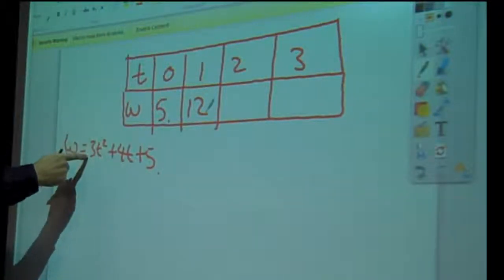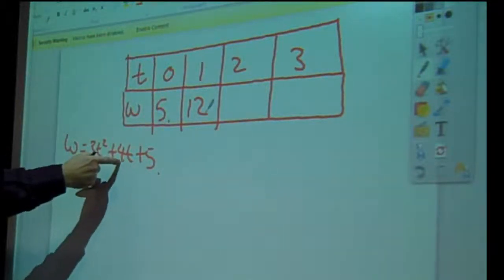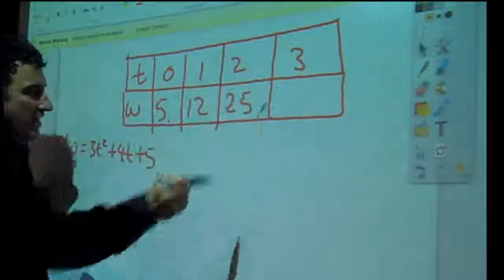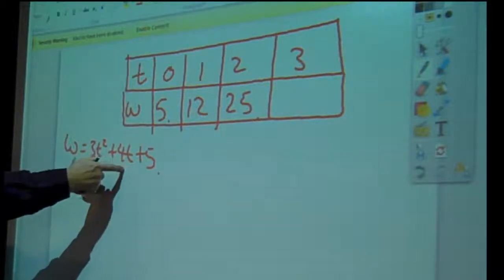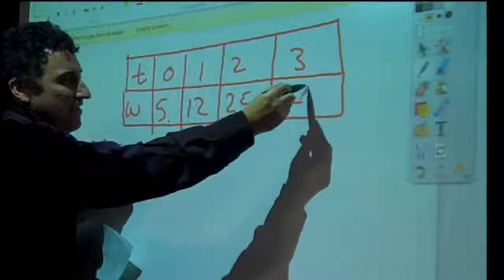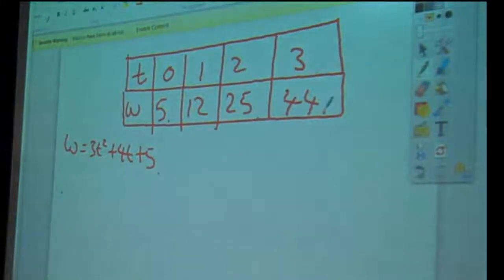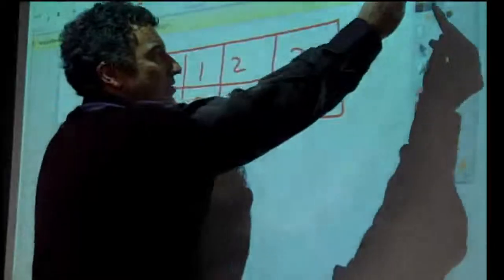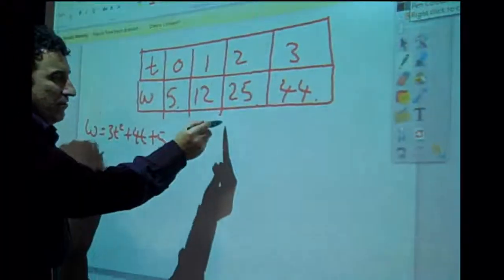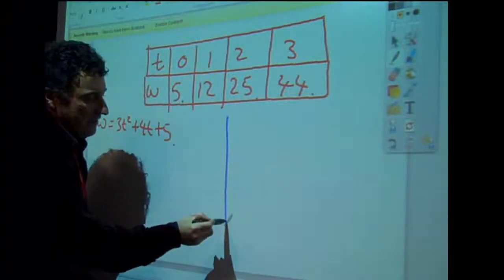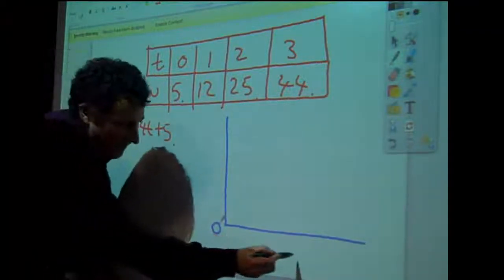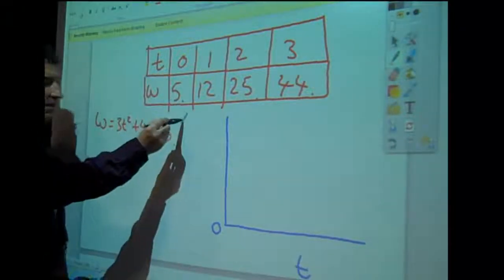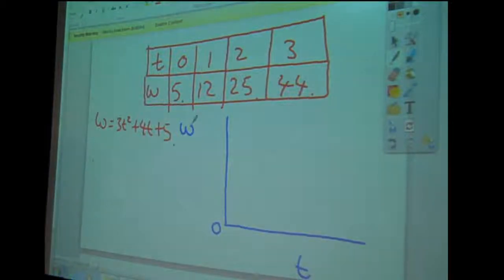2 squared is 4, 4 threes is 12, plus that 8 there, that's 20, plus 5, that would be 25. And finally, 3 squared is 9, 9 threes is 27, plus the 12 is 39, plus the 5 is 44. So just by looking at that, we've now got a table from which we can plot a graph. So how do you plot this graph? Very crudely at this point, we'll put the t values on the bottom and the angular velocity W, or omega, on the vertical axis.